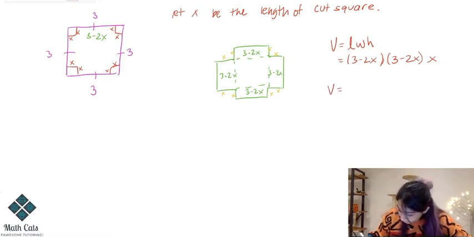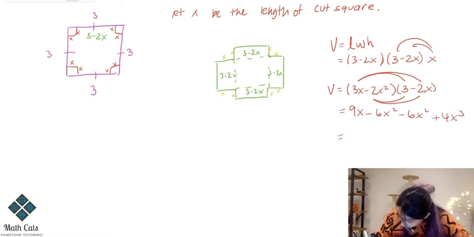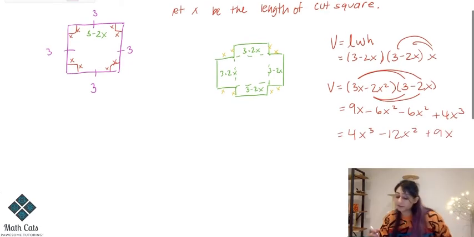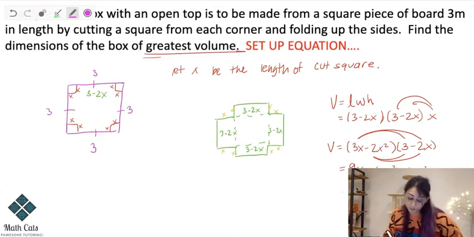So volume is equal to 3x minus 2x squared times 3 minus 2x, just applying the x into one of them. Then we have 9x minus 6x squared minus 6x squared plus 4x cubed. So that's 4x cubed minus 12x squared plus 9x. Okay. So that's the equation for volume that we had. And it said find the dimensions of the box with the greatest volume. So greatest is another way of saying maximum. Does that make sense? Right?